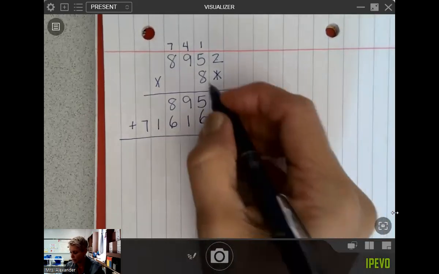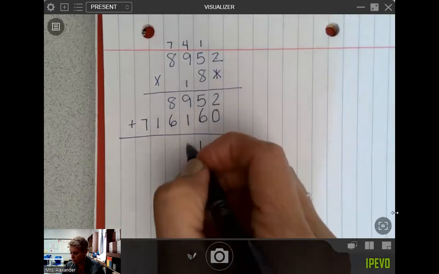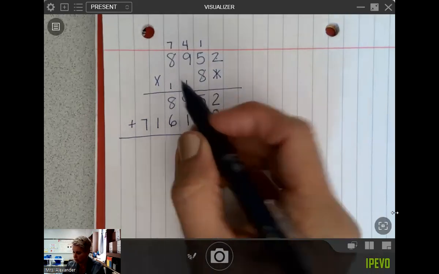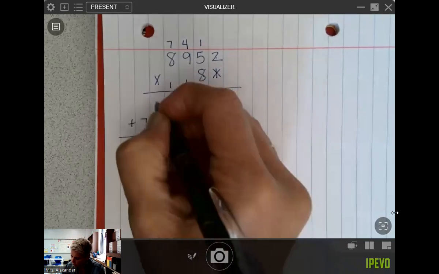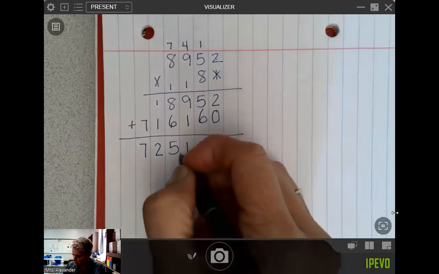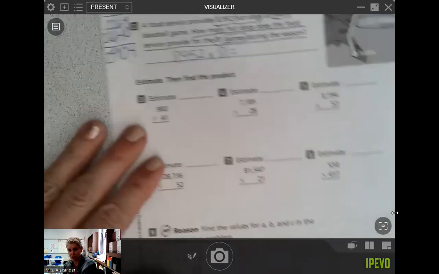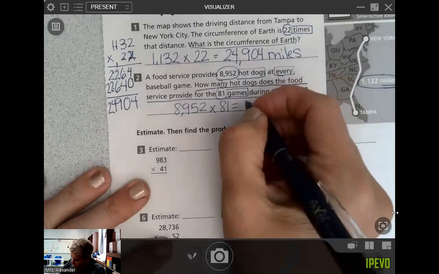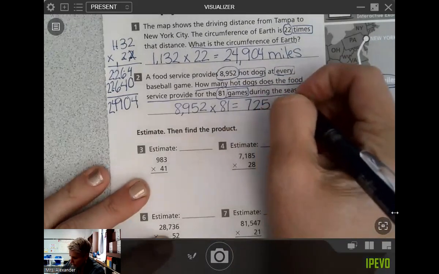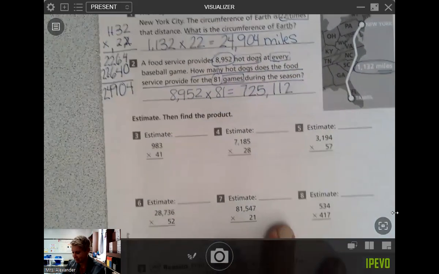2 plus 0, 5 plus 6, regroup. 9 plus 1 plus 1, regroup. 8 plus 6 plus 1, regroup. 1 plus 1, and our 7. Ooh, that's a lot of hot dogs. So our answer then that I'll transfer back to my paper, 725,112 hot dogs. Wowee.